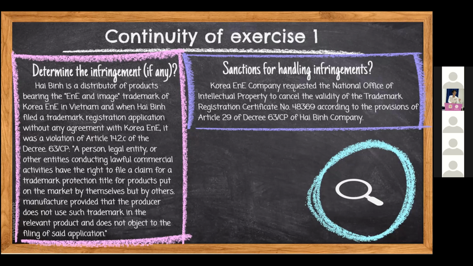Section 4, handling infringement. Korea ENE company requires the National Office of Intellectual Property to cancel the validity of the trademark registration certificate no. 48369 according to the provision of Article 29 of Decree 63 of Hải Bình Company.